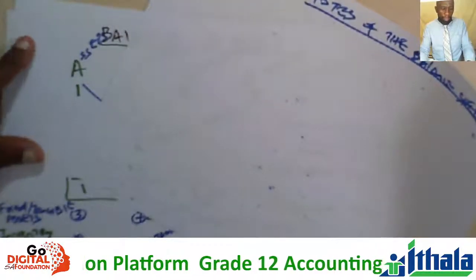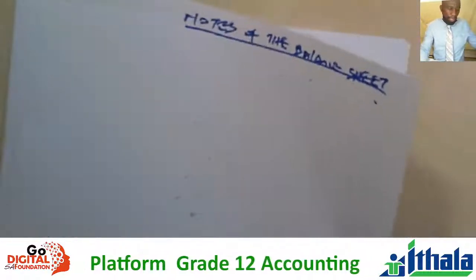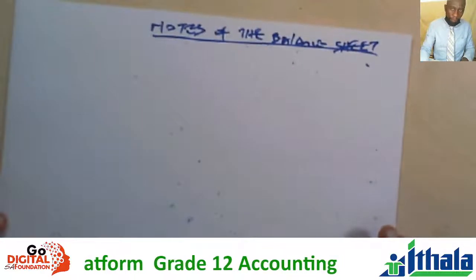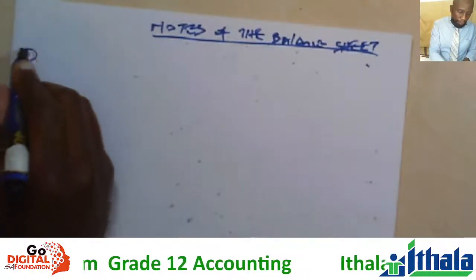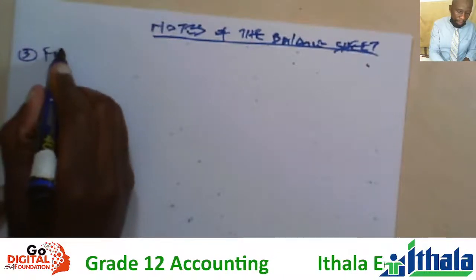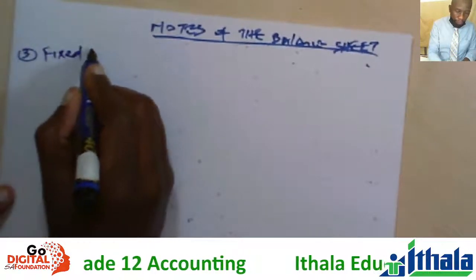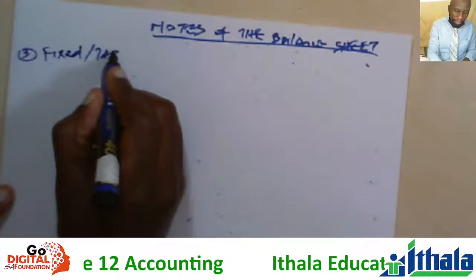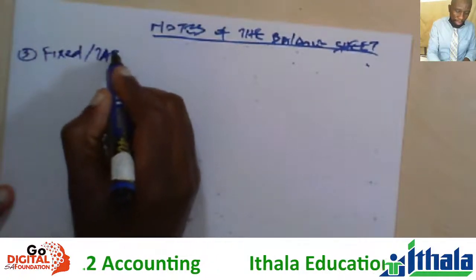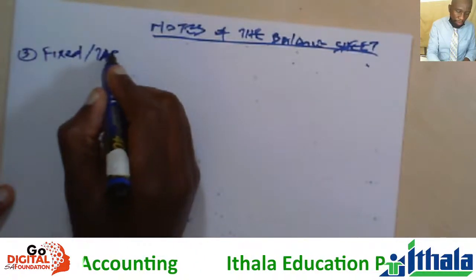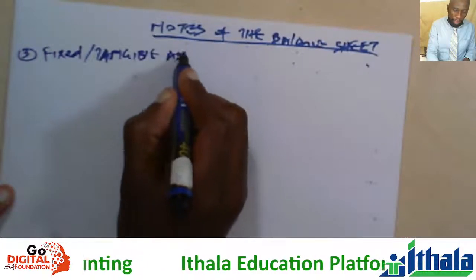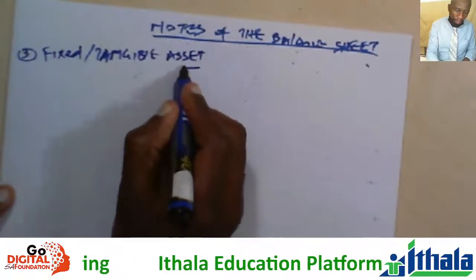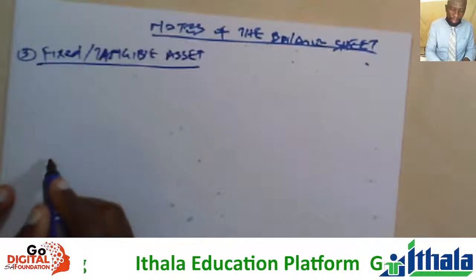Notes of the balance sheet. Let's put this one aside. Let's set note number 3. These are fixed or tangible assets, some assets that you can see and touch. Fixed or tangible assets, right?